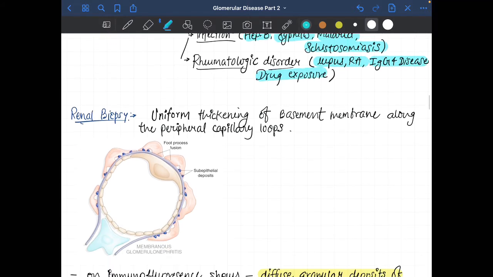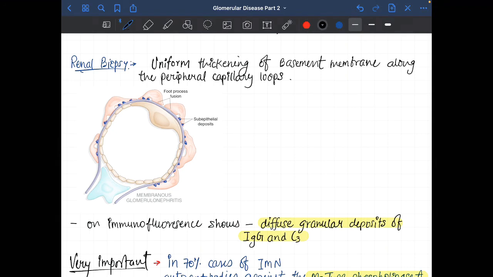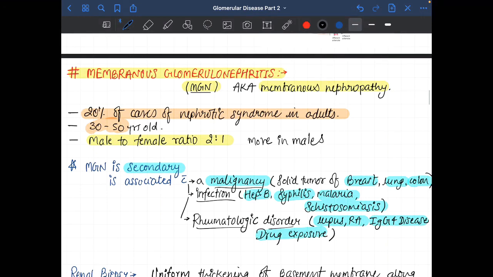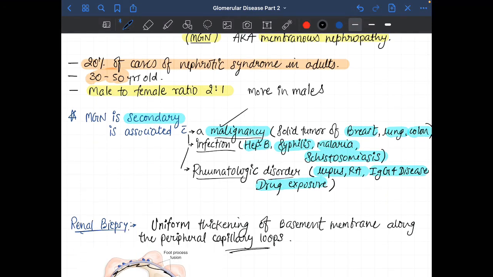and drug exposure. When we do a renal biopsy, we will find that there is uniform thickening of the basement membrane. Take note, uniform thickening of the basement membrane along the peripheral capillary loops. In the capillary loop, there is thickening of the basement membrane. So as suggested in the name, there is thickening of the membrane. Which membrane? Basement membrane. You can remember it with this: thickening of the membrane, basement membrane, and it is secondary because of malignancy or infection or rheumatology.